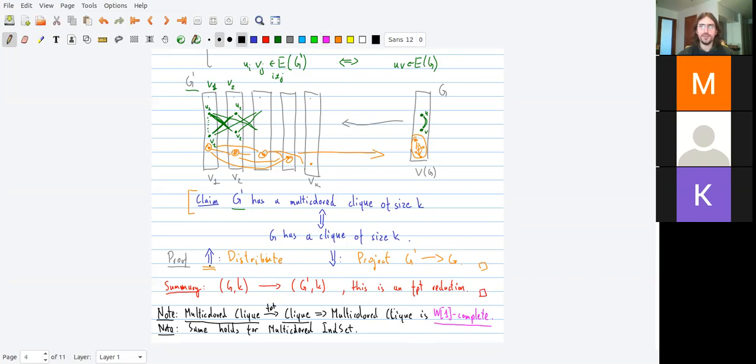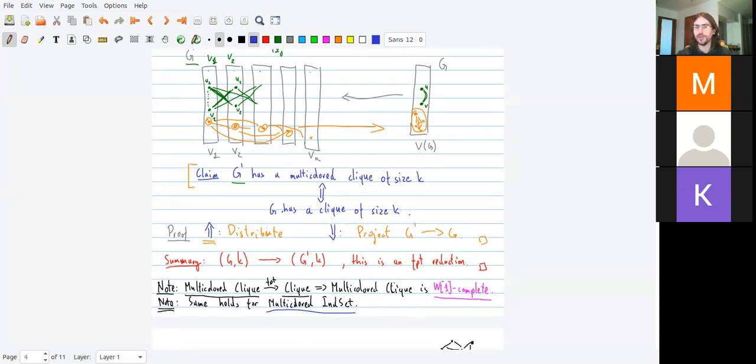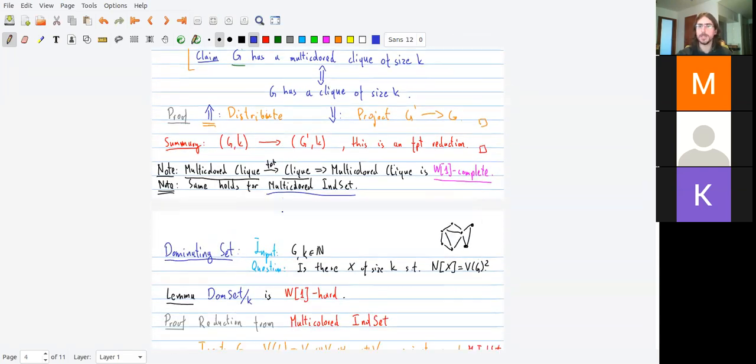Another note is that because I could very easily just complement the graph when doing everything here, the multicolored independent set problem defined in the same way, where I would like to find an independent set that picks one vertex from each of the parts, is also W1 hard and W1 complete. Good, so this was the multicolored clique problem. Are there any questions about this reduction?